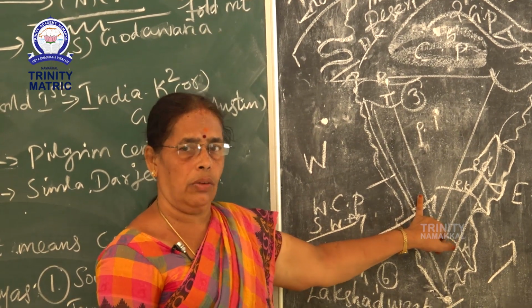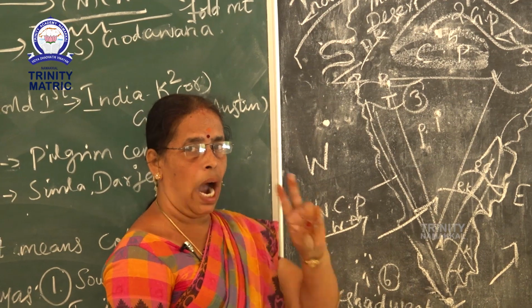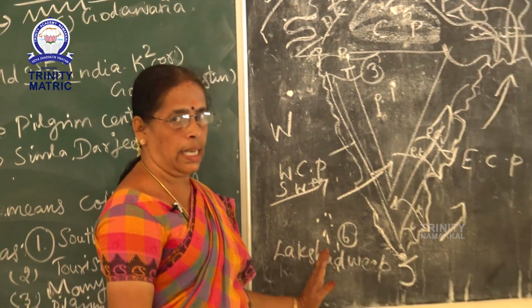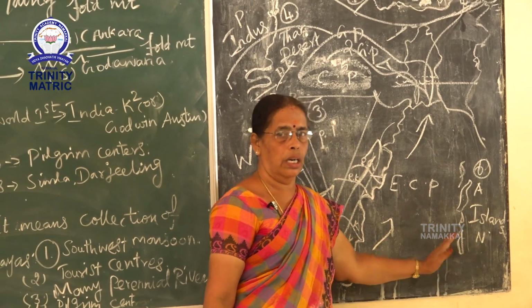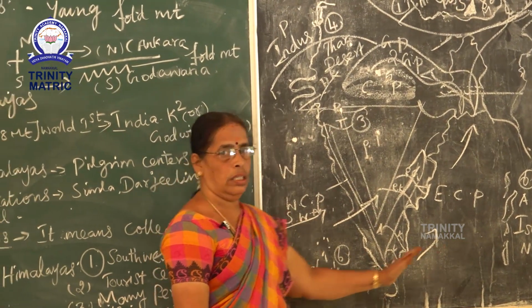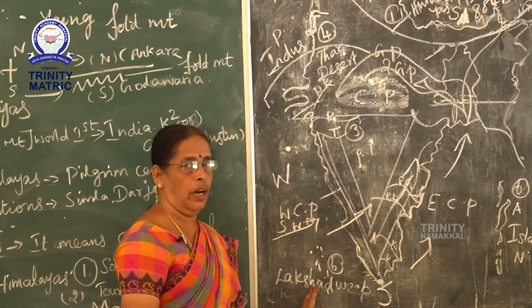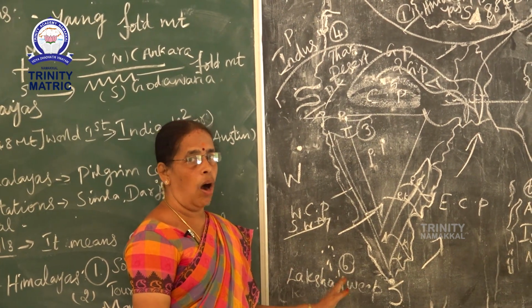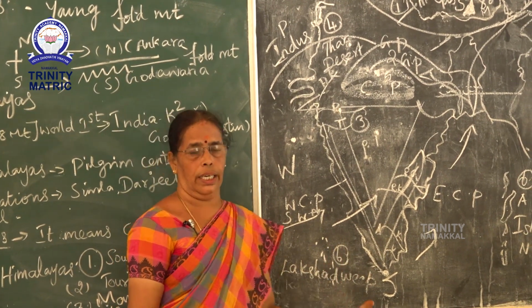Then the last division, what? The island groups. What are the names of the two island groups in India? One is Lakshadweep and the other is Andaman and Nicobar Islands. The capital of the Andaman is Port Blair. For Lakshadweep, it is Kavaratti, Minicoy and so many islands in that area.